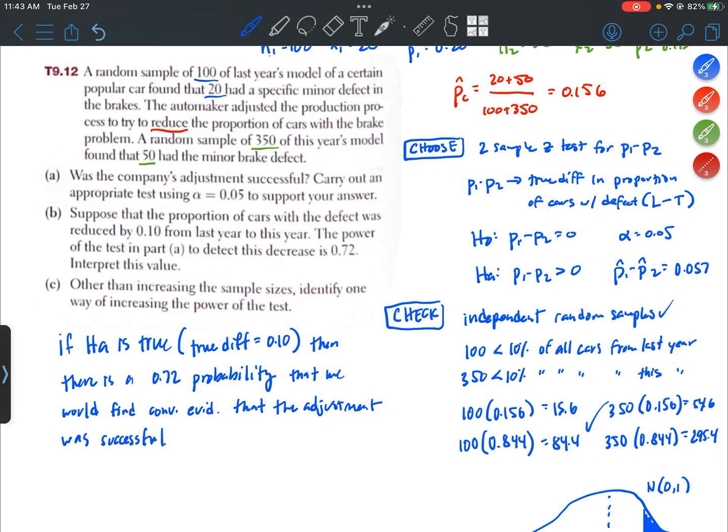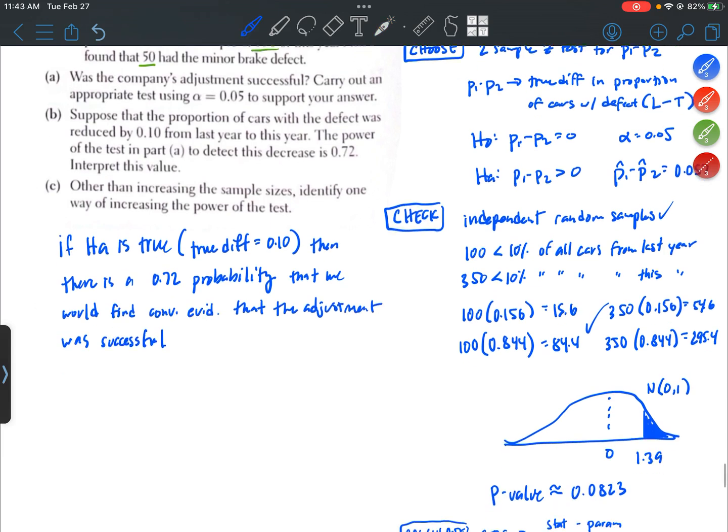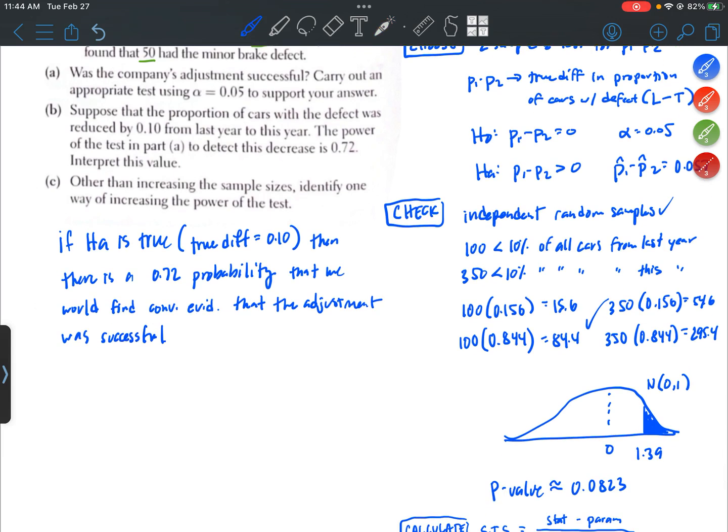Right. So the power of the test is when the alternative is true and we find convincing evidence of the alternative. Part C. Other than increasing the sample sizes, identify one way of increasing the power of the test. Oh, okay, this is easy. To increase the power of the test, we could increase the significance level, right? That makes it easier to reject the null hypothesis, or makes it easier to find evidence of the alternative hypothesis.